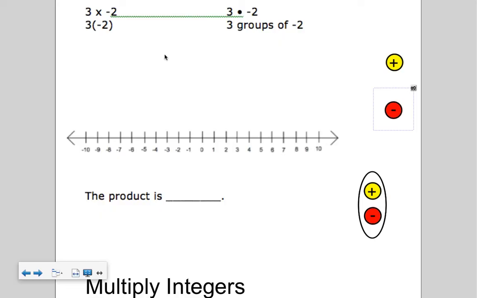Multiply integers. So we have 3 times negative 2. It can be represented with the multiplication dot. 3 times negative 2 can be represented by parentheses. 3 groups of negative 2, or verbally, 3 groups of negative 2.